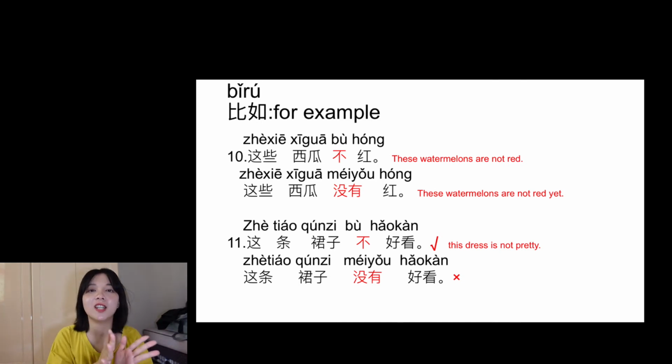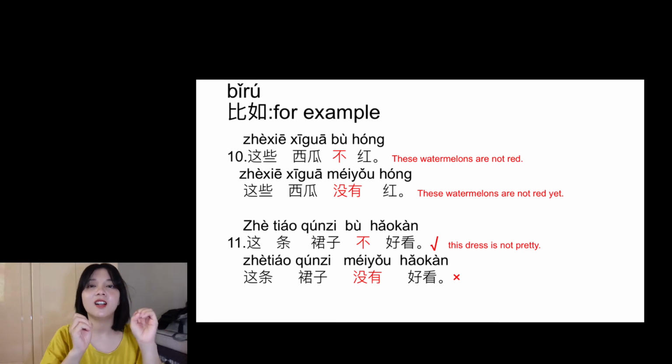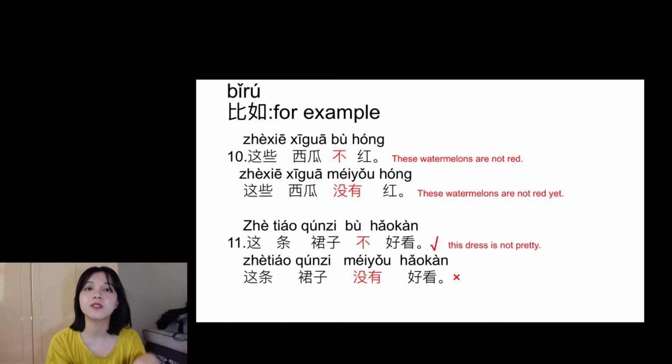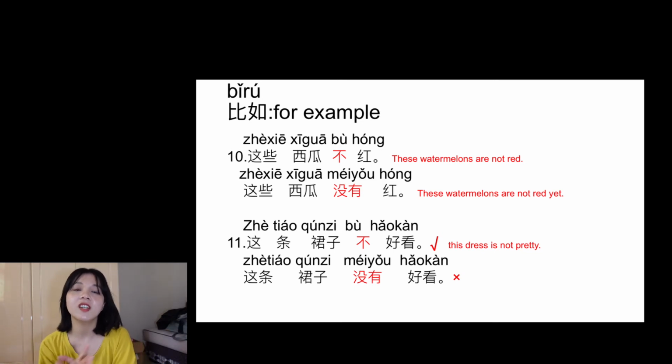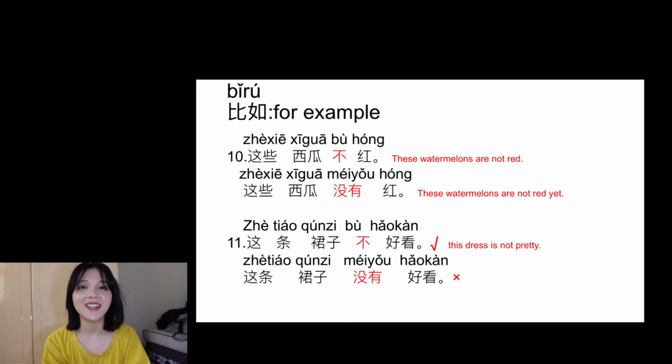这条裙子不好看 means this dress is not pretty. 条 is the measure word for 裙子, dress. And in here, remember when you use 不 and add an adjective, the adjective can be an essential adjective or a status adjective. So 好看 in Chinese is an essential adjective. So you can't use 没有好看, because 没有 only adds a status adjective.